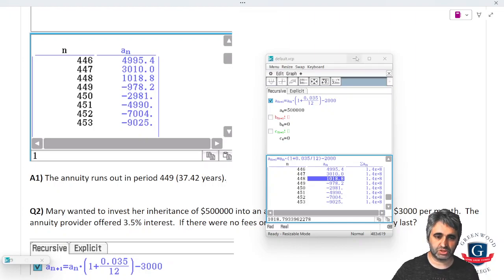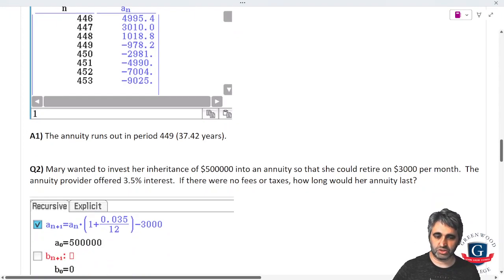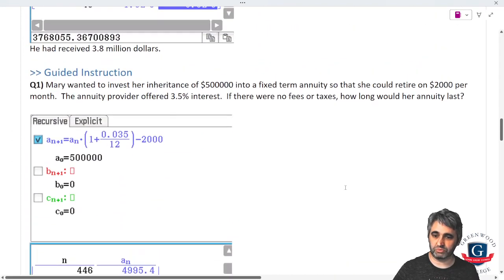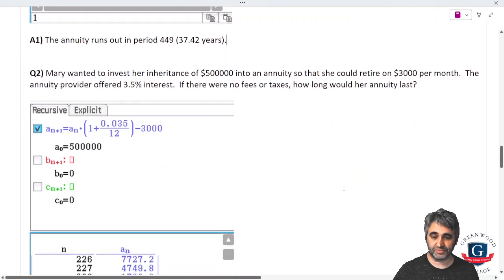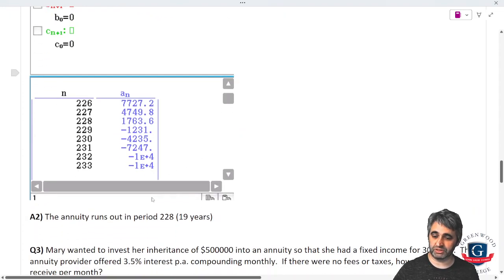Okay, so that's not so good. She's going to live more than 37 years, she will run out of money. So if she wanted to retire at $3,000 per month, how long would that last for? This time they've offered a 3.5% interest, same as last time. Same drill, all we've done is change this number over here. Now in that case, it's only going to last 228 periods, or 19 years.